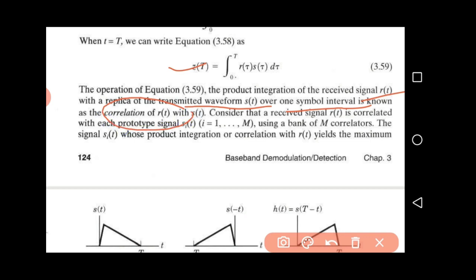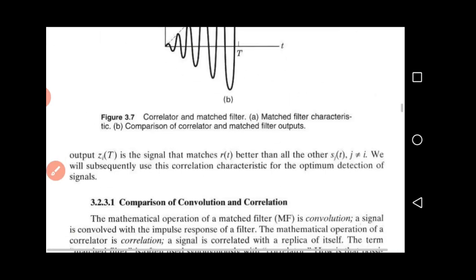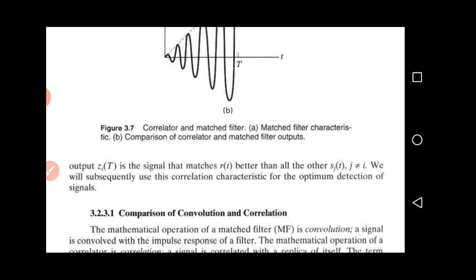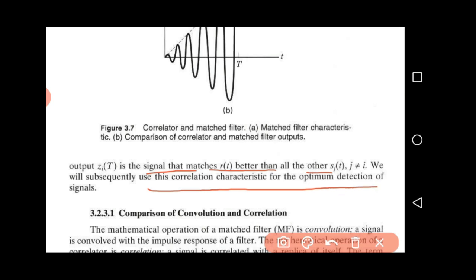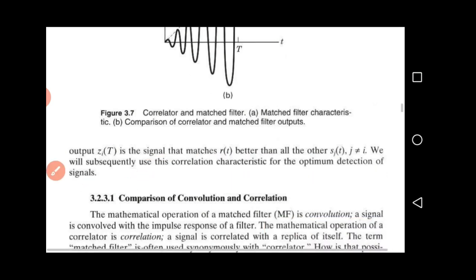Consider that a received signal r(t) is correlated with each prototype signal s_i(t), i equals 1 to M, making a bank of M correlators. The signal s_i(t) whose product integration or correlation with r(t) yields the maximum output z_i is the signal that matches r(t) better than all the other signals s_j, where j is not equal to i. We will subsequently use this correlation characteristic for the optimum detection of the signals.